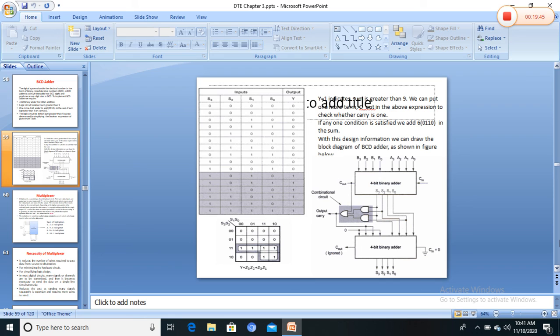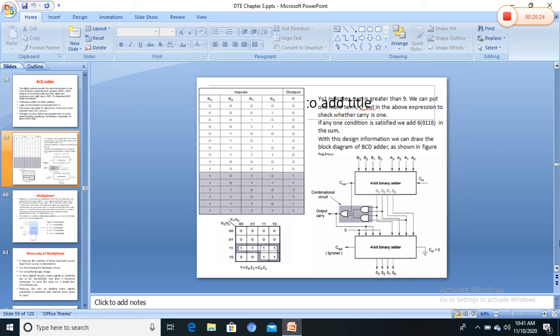There are three cases. Sum less than 9 and carry 0. Sum greater than 9 and carry 0. Sum less than 9 and carry 1. In the first chapter we solved BCD addition problems, with the cases of sum greater than 9, or sum less than 9 with carry 0. In the first case, the output of the combinational circuit, y dash, is equal to 0, so B3, B2, B1, B0 are 0 for adder 2. So the output of adder 2 is the same as that of adder 1.